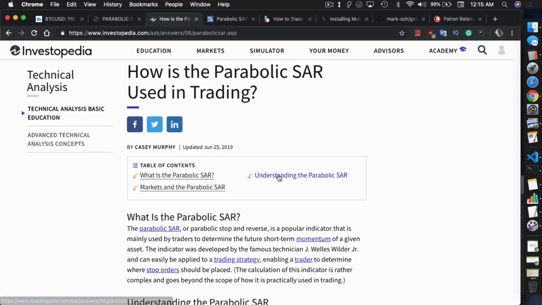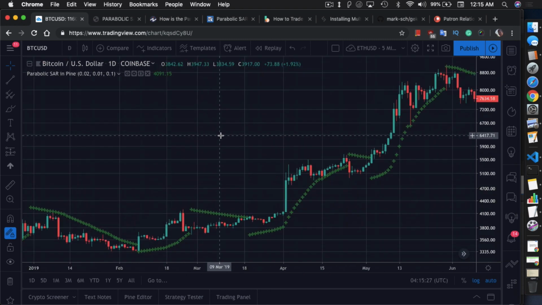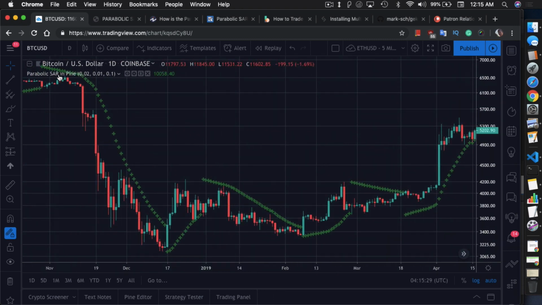So essentially, let me explain what Parabolic SAR means. What you see in stocks and cryptocurrency a lot of times is this huge drop. This huge drop forms what is kind of like a parabola.